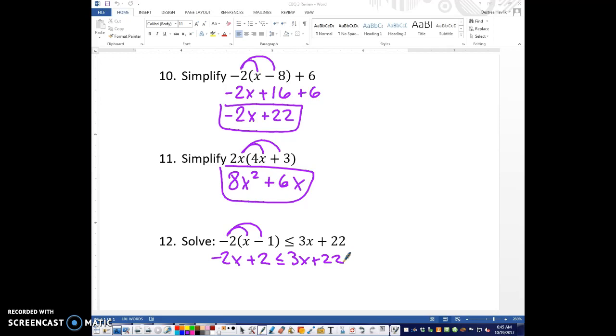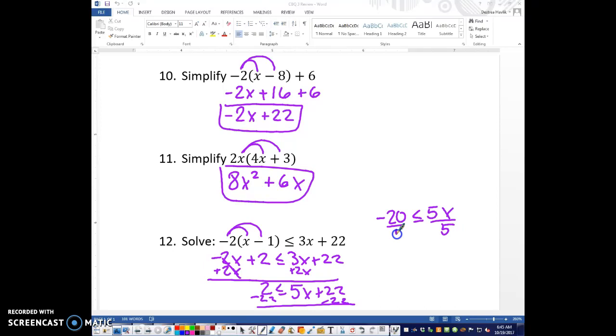Okay, we need to get all the terms on the same side, so let's add our 2x. So we have 2 less than or equal to 5x plus 22. Subtract 22. So we have negative 20 less than or equal to 5x. Divide that by 5. Negative 20 divided by 5 is negative 4, so x is greater than or equal to negative 4. Ta-da! Okay, I'm going to do the rest of it on another video.